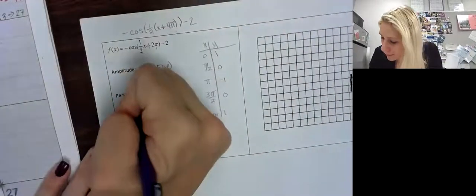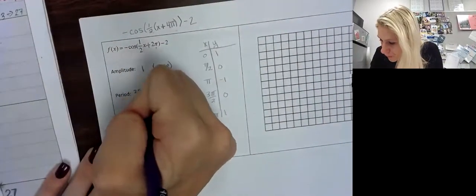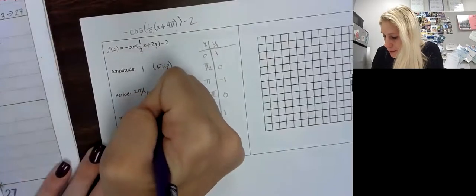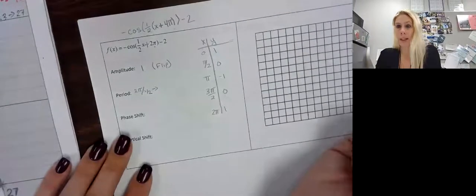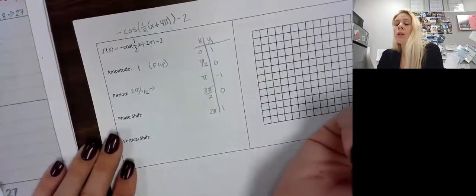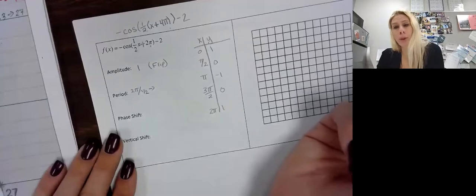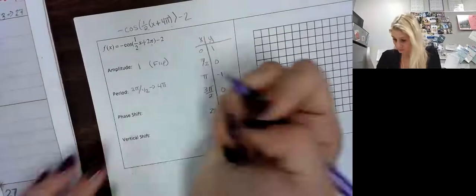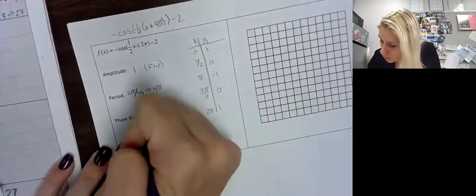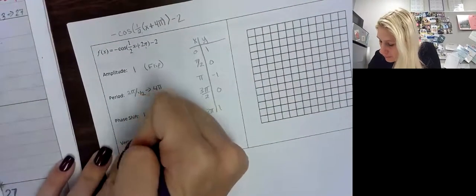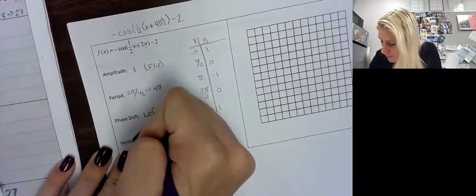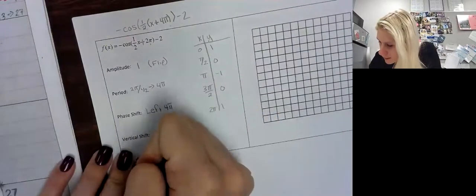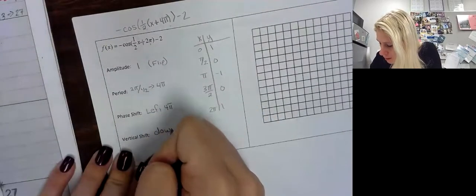All right, period. 2 pi divided by b, which is 1/2. We practiced this a lot the other day. Dividing by a fraction is the same thing as multiplying by its reciprocal. So 2 pi times 2 over 1 is 4 pi. Phase shift, we're going to the left because it's adding 4 pi. And vertical shift, we're going down 2.